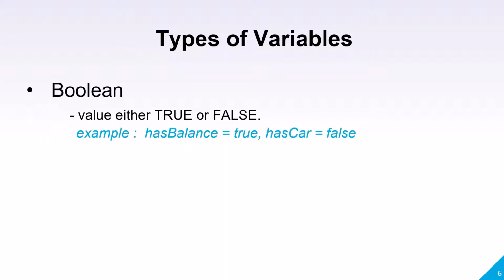And then the boolean, its value is either true or false. For example, has balance equal to true, has car equal to false. So has balance is a boolean type variable whose value is true. Has car is a boolean variable whose value is false. So these are the three major types of variable.